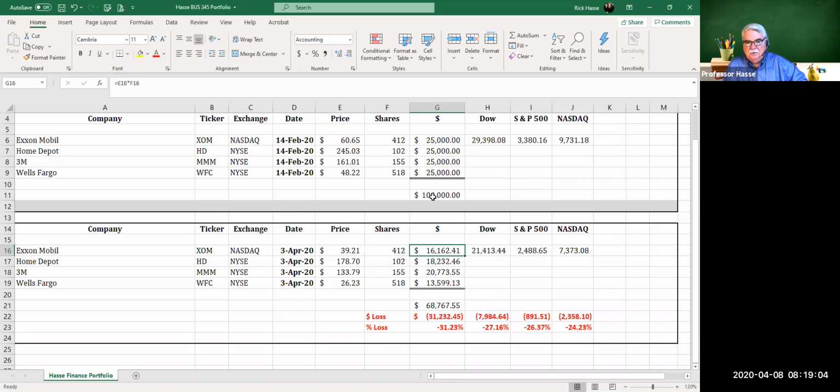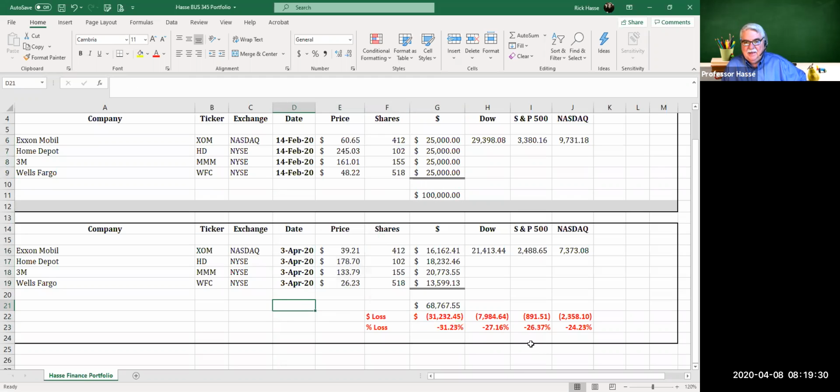And notice, compared to the $100,000, now with those changing stock prices from my original buy of shares, I've gone down to $68,000. Adios, don't tell my wife about this. I'm in big trouble. We're not going on vacation this year. Probably won't go on vacation anyways, the way that everything is. But I lost 31%. Definitely Mr. Hasse is not the Wolf of Wall Street.